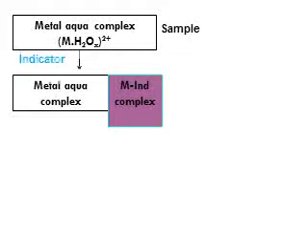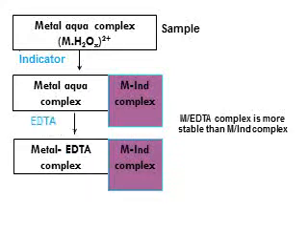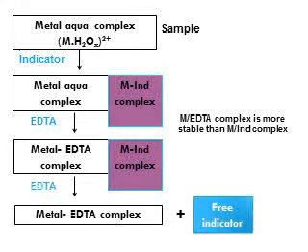To understand the principle, let's see that diagram. From the beginning, we have a metal dissolved in water, so it forms a metal aqua complex. When we add a small amount of the indicator, part of the metal forms a metal-indicator complex. Then when we start the titration, the EDTA will replace further the water and form a metal-EDTA complex. Then at the end point, it will replace the indicator and we can see the free indicator color.